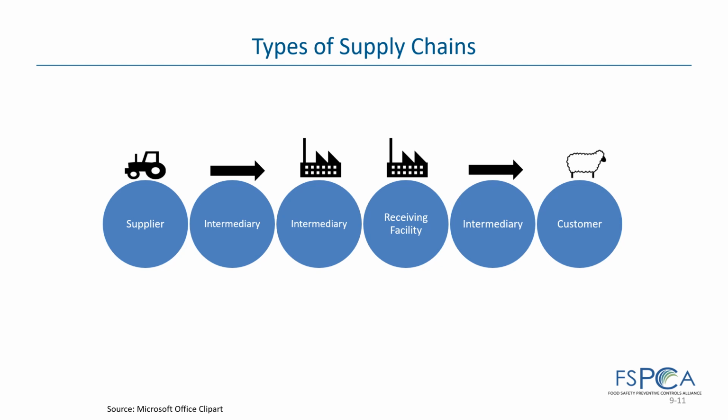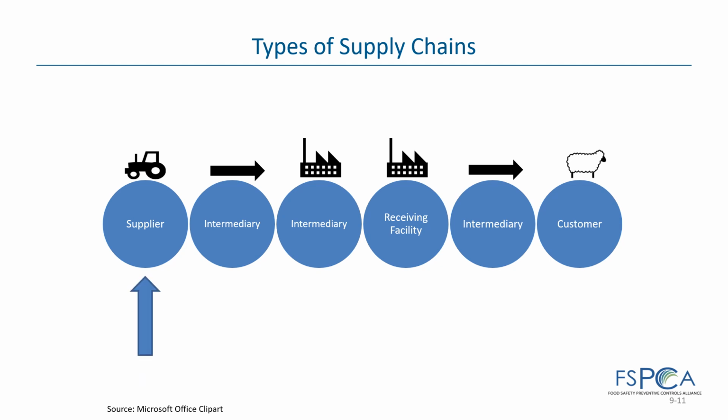Let's take a look at a little bit more complicated situation. So now we have several players in this supply chain, and some of these are nondescript, like intermediaries. We can consider those to be maybe brokers or grain elevators or transportation companies. So each of these bubbles is representing a change of ownership, but not necessarily a change of responsibility for controlling these hazards.